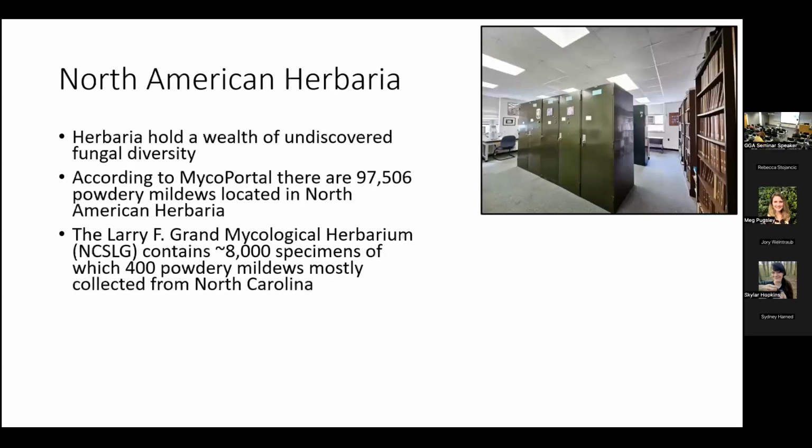And this is the herbarium here. I'm the director of the Larry F. Grand Mycological Herbarium. It's in Gardner Hall, right directly across from here. It contains around 8,000 specimens, and of those, 8,400 were powdery mildews. We sequenced all of them and found 6 undescribed species, and we have a paper that's just about to come out now.